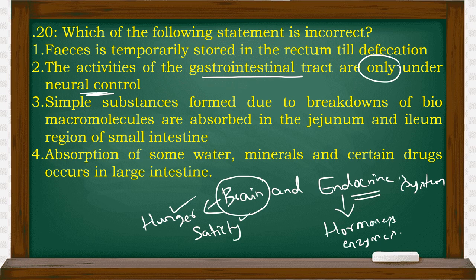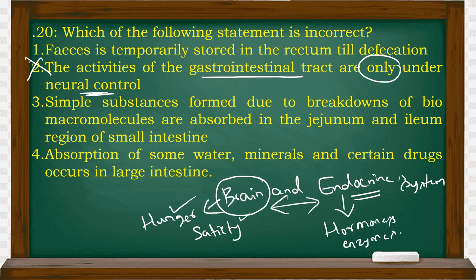Hormones and enzymes. These two, in association with each other, play a vital role in the process of digestion, and the gastrointestinal tract is associated with the process of digestion in the body. So the statement that the activities of the GI tract are only under the neural control is the wrong option. They are under the control of both the brain and the endocrine system of the body.